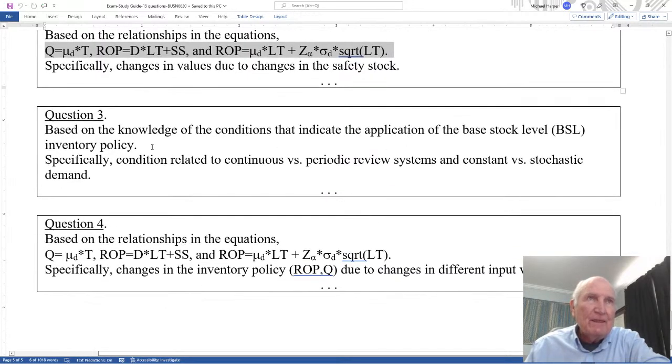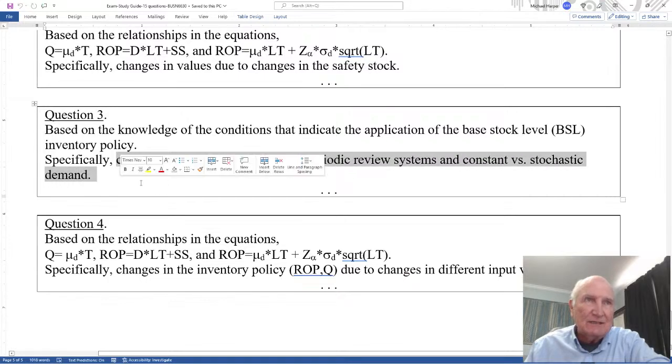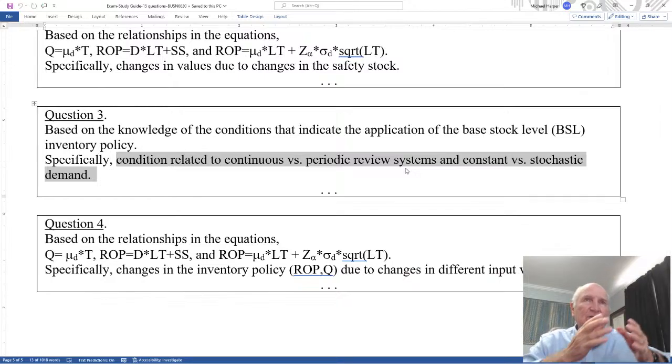Okay, question 3 is based on the knowledge of the conditions that indicate the application of the base stock level inventory policy. For example, what you need to remember and need to know is specifically conditions related to the continuous versus periodic review systems and constant versus stochastic demand. In other words, when you talk about the base stock level, it will apply to either the continuous or periodic. It'll apply either to the constant demand or stochastic demand. You have to know which one. And I will ask you a question that requires that knowledge, that information.